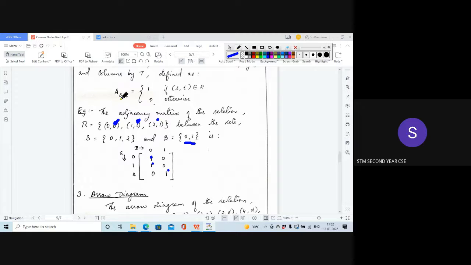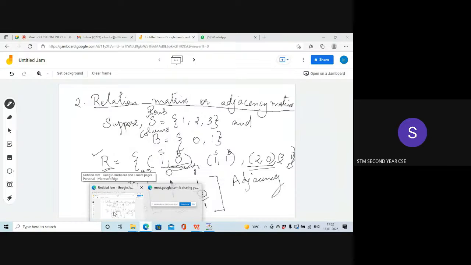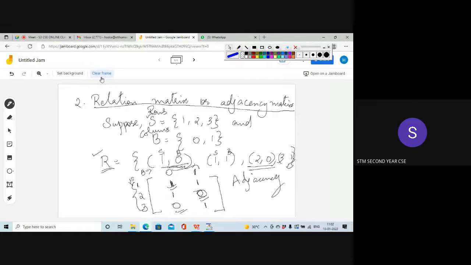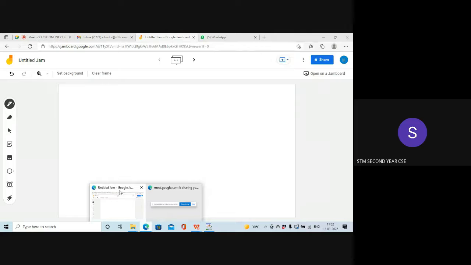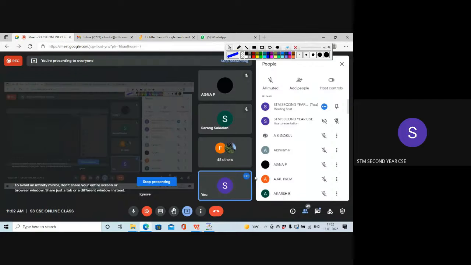And this is known as the adjacency matrix A of ST. It is 1 if ST is an element of R, and it is 0 otherwise. If the ordered pair is not there, then it is 0. Is it clear? Did you understand how to represent using adjacency matrix? Hello? Any doubt in that? Agarsh?